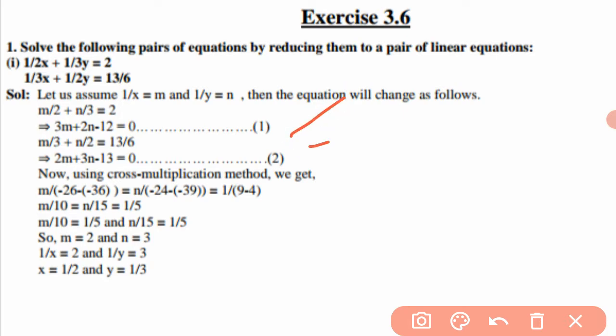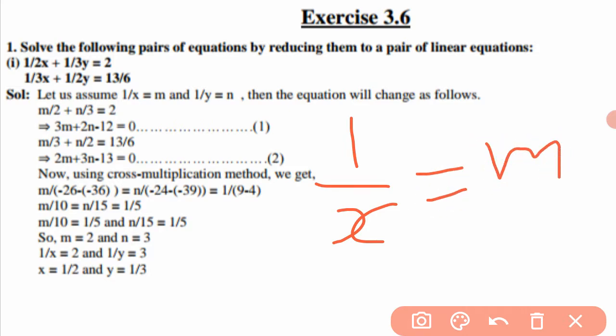Now solving equations number 1 and 2, we can use cross multiplication or any other method: elimination, substitution or cross multiplication. We find the value of m is 2 and the value of n is 3. Now putting the values of m and n in the variables we assumed, 1 upon x was equal to m, and m equals 2.